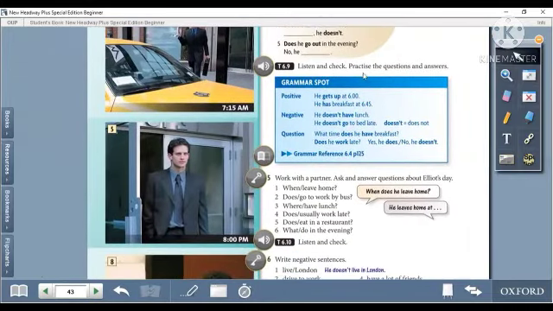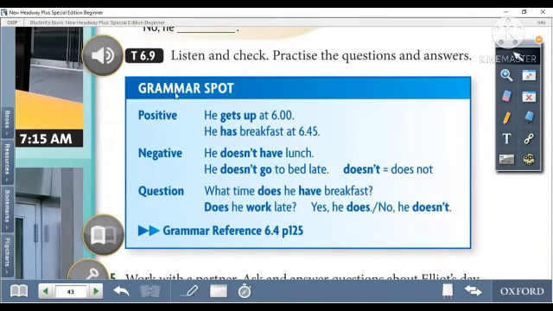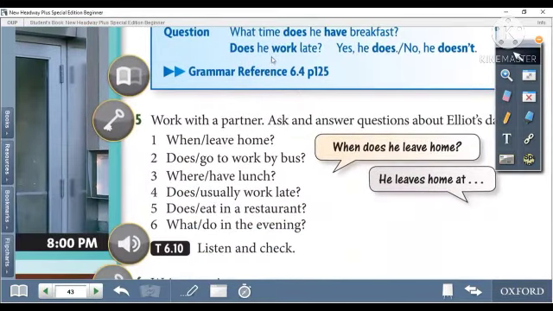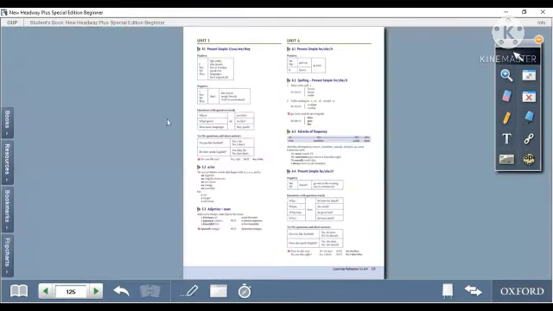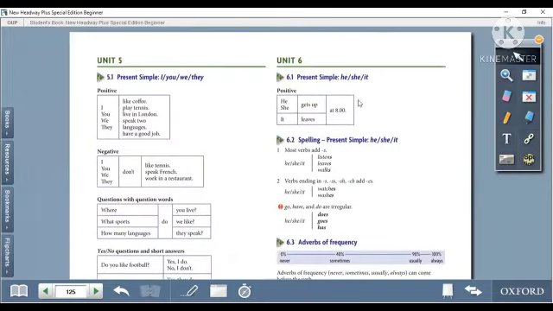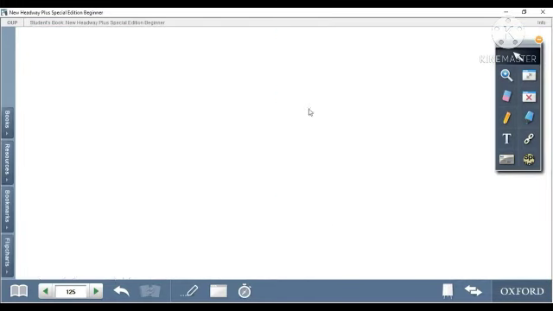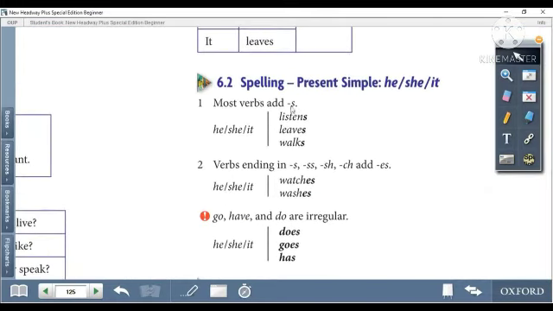Listen and check, practice the questions and answers. We have done with this part. Let's go to grammar spot. Positive, negative, question. طبعا عندكم more details. Present simple with singular pronouns. This is for spelling present simple.